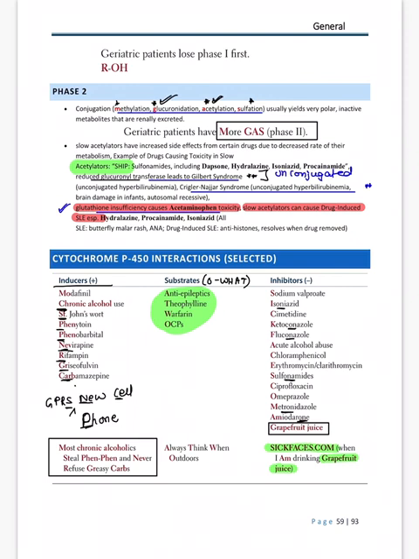What are the substrates that interact with it? Remember OWAT. O for OCPs, W for warfarin, then A for anti-epileptics and T for theophylline. These are the drugs which frequently interact. So these are important.